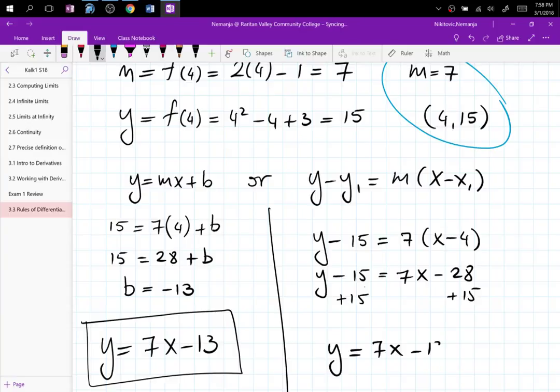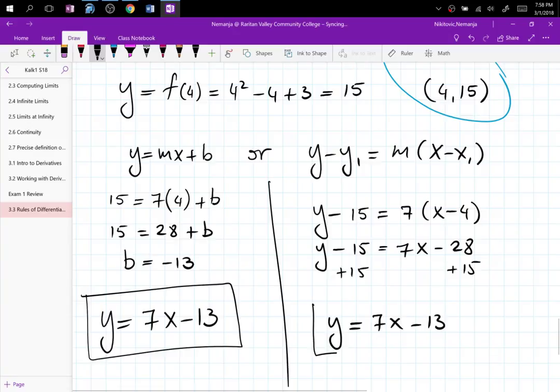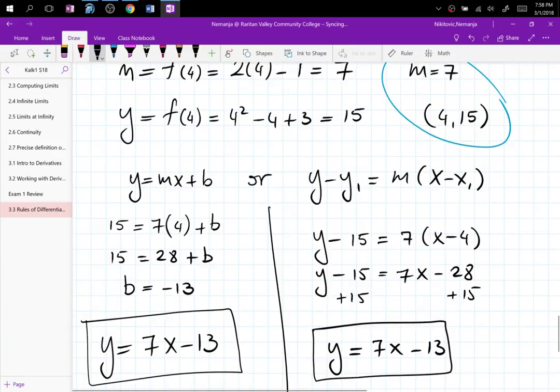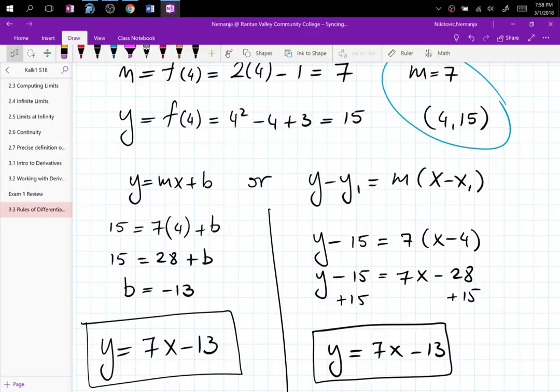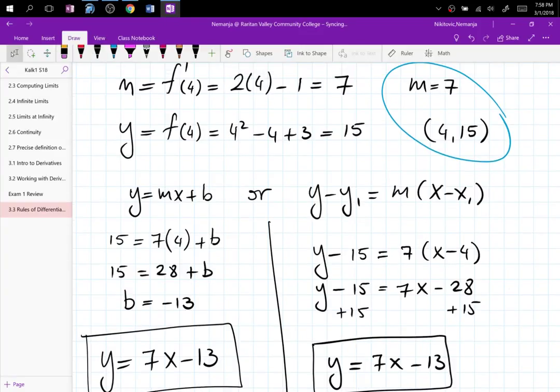I don't care which algebra formula you use to come up with a tangent line. The important aspects of this problem are: you will find the slope m when you plug the value into the derivative. So m is calculated by plugging your x value into the derivative. And that gives you the slope.